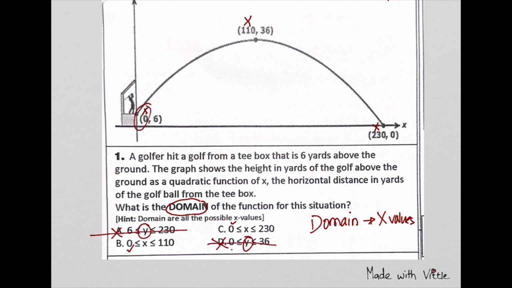So what is the highest x value we have? It's not the 110, but it all went up all the way to 230. Therefore, this is the one that is correct: 0 is less than or equal to x, which is less than or equal to 230.